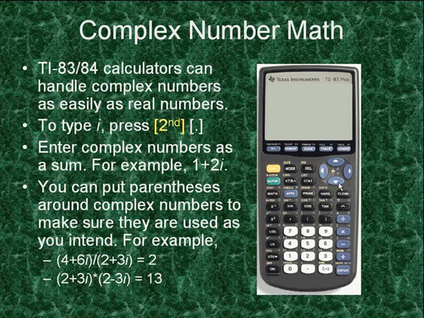Once complex mode is enabled, complex numbers can be worked with just like any other number. Since a complex number is the sum of a real and imaginary part, and TI calculators will do other operations before sums, parentheses may be needed around complex numbers to ensure that they're treated as a single number. Sometimes a single complex number will be too long to display properly on the screen. In those cases, the left and right arrow keys can be used to see the rest of the number.